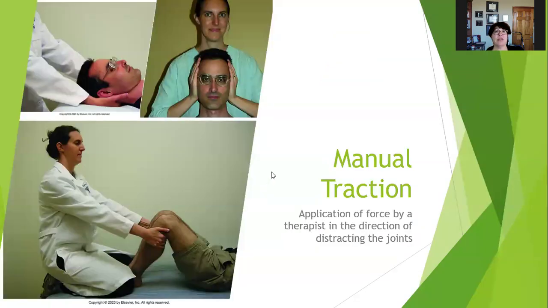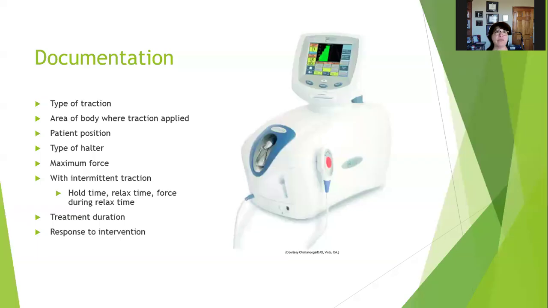Manual traction, you can use your hands. The therapist administers the force in the direction of distracting the joints. So you can do lumbar like the therapist is doing in the bottom picture, just with the knees bent and you're holding behind the knees. You can also do it with their legs up on a ball and you roll the ball towards you. You can do cervical traction supine or in sitting where you have your hands on either side of their head, like it's showing there. And it can actually be really relieving, manual traction.